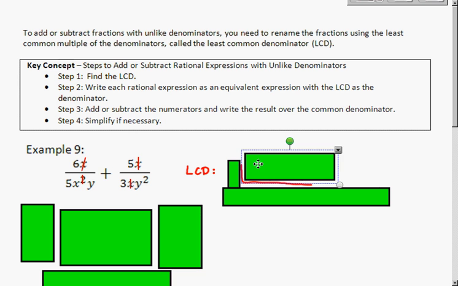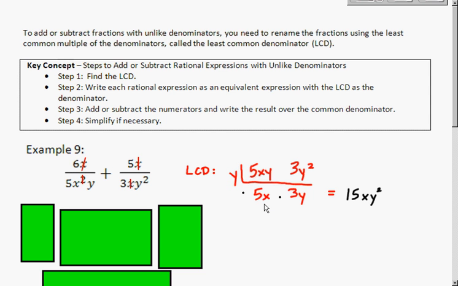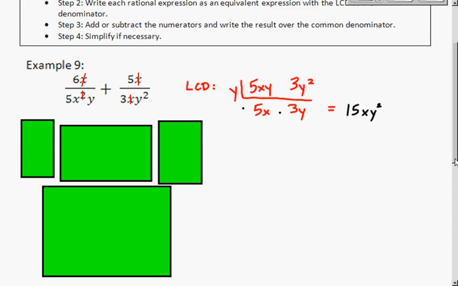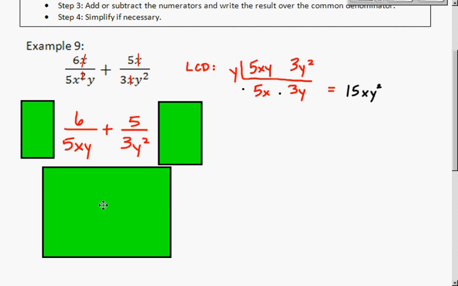Now, take your two denominators, your 5xy and 3y squared. In this case, I'm using the L method. I see that I can factor out a y. When I factor out a y, I'm left with 5x and 3y. Take everything on the outside, multiply it to find your least common denominator. In this case, 15xy squared. So here would be your problem.